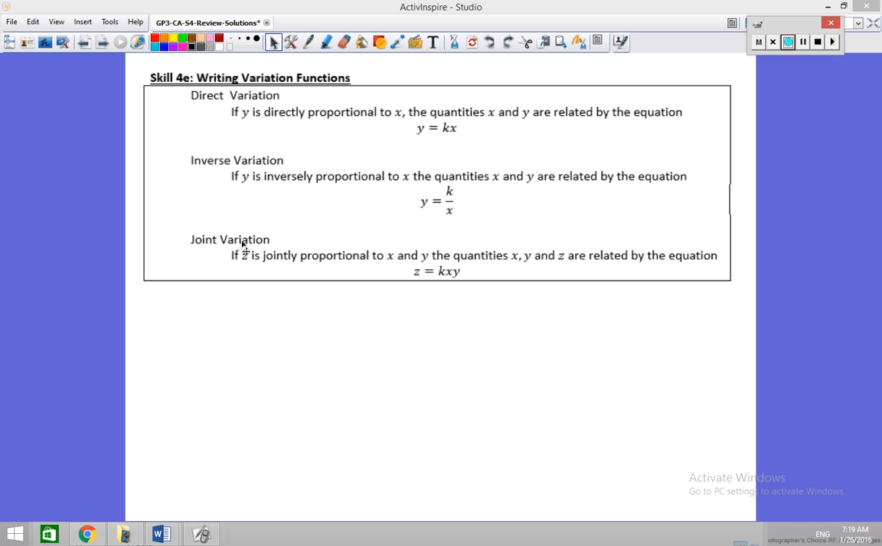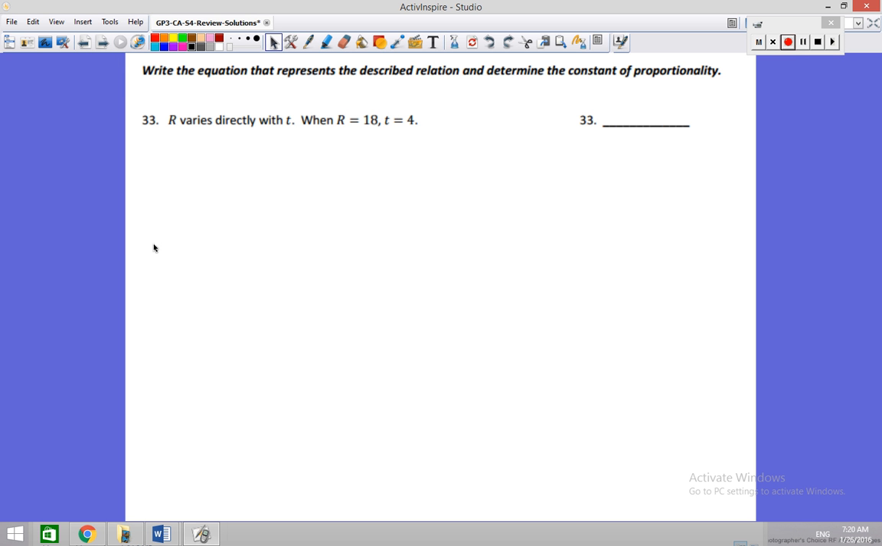When you see joint variation, that typically implies that there's more than two variables. Sometimes it'll even say directly proportional to x and y. But when it's jointly proportional, think multiplication. Z is equal to k times x times y. Another one is a combined variation, where within the sentence it'll say direct variation and an inverse variation. So we'll see, I believe, some examples of that. So let's take a look at the problems here that we have.